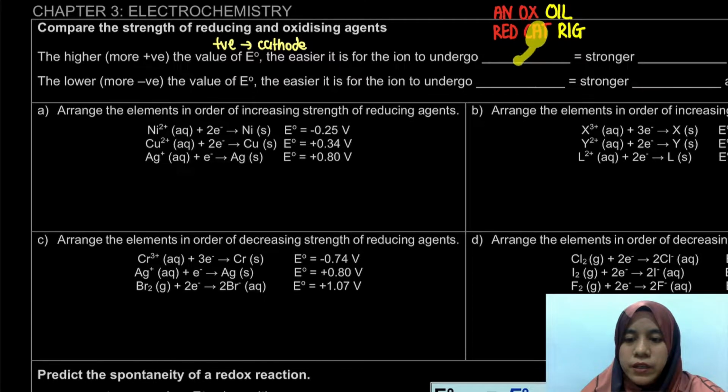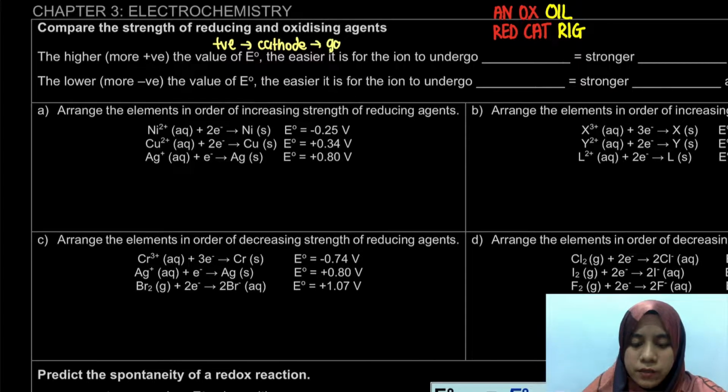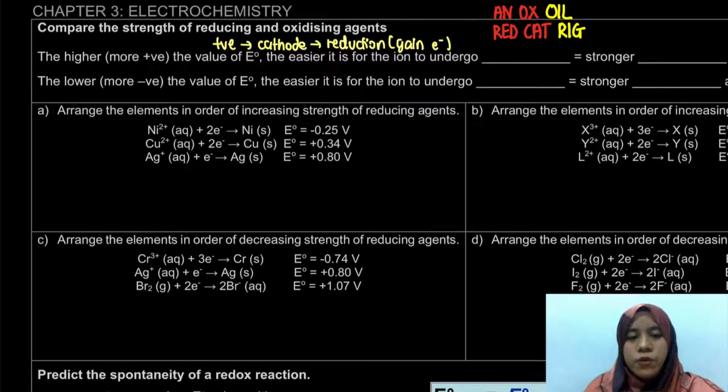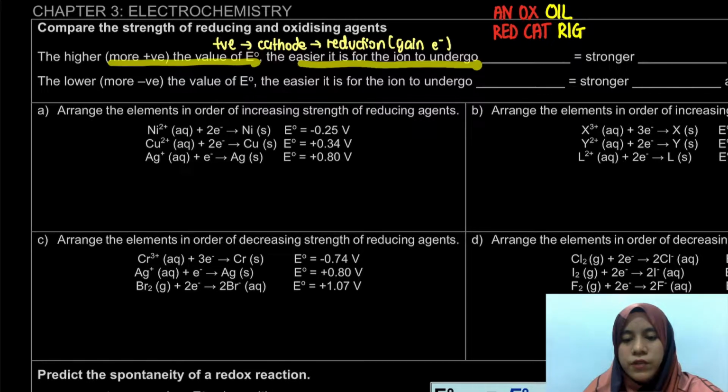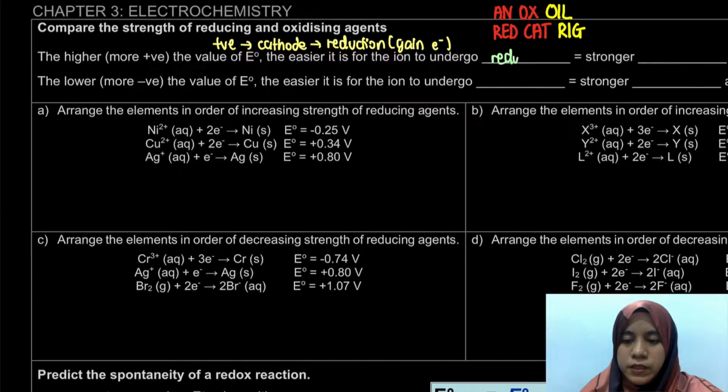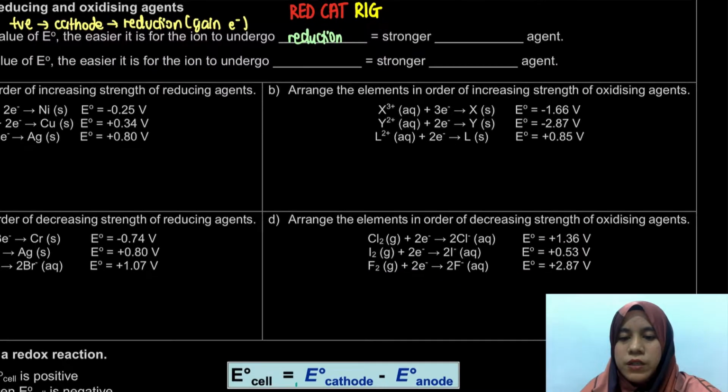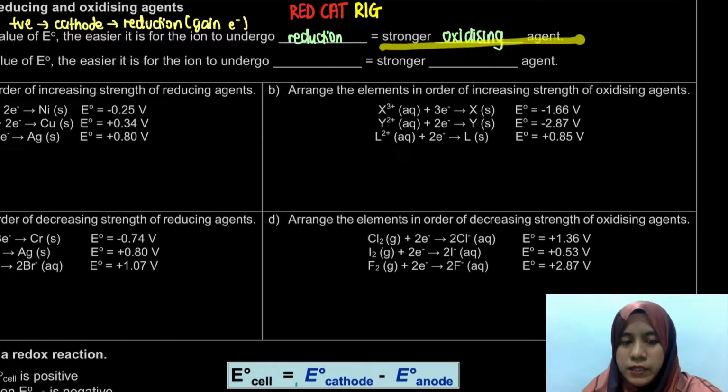And we know at the cathode, reduction occurs, where reduction is gaining electrons. So here I'm just going to write down gain. Reduction where we will gain electrons. The more positive the value of the E0, the easier it is for the ion to undergo reduction. So when it undergoes reduction, it is actually a stronger oxidizing agent. It's the other way around. The stronger the oxidizing agent, the more positive the value of E0.